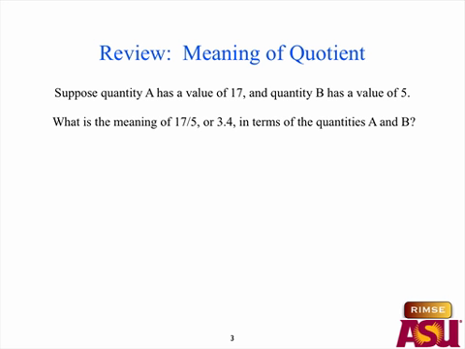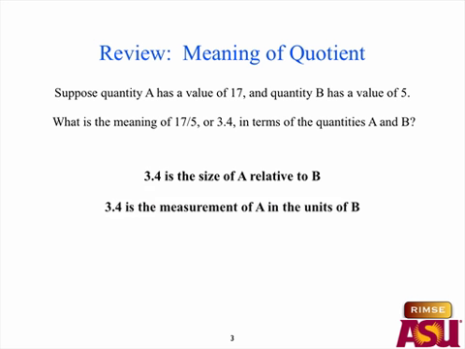Okay, so there's more than one way to say it. Here are some possibilities. 3.4 is the size of A relative to B. Did anyone get that? 3.4 is the size of A relative to B. 3.4 is the measurement of A in the units of B. So if we were to take B and use it to measure A, it'd be 3.4 of B to get A. It's another way to say it. A is 3.4 times the size of B. These are all ways, and there could be more ways to phrase it. That's what the meaning of that quotient is. Any of those.